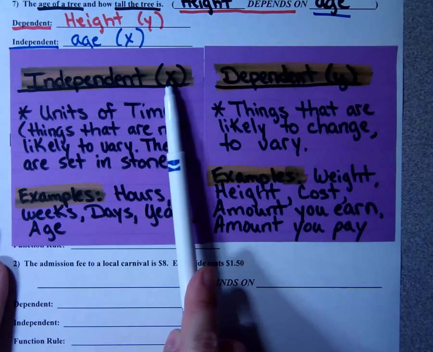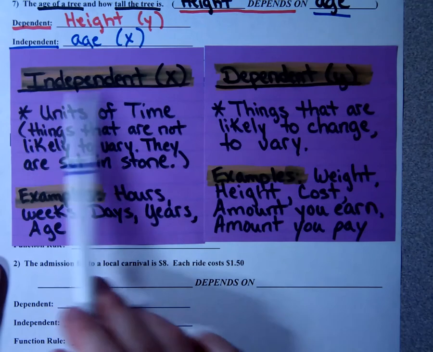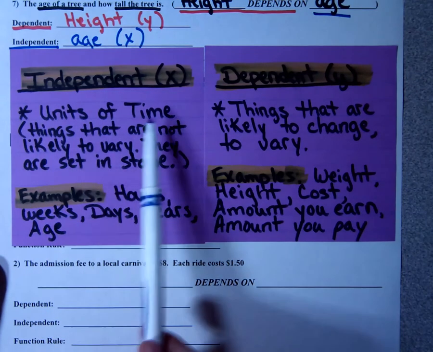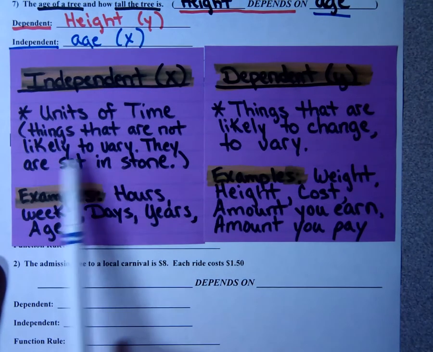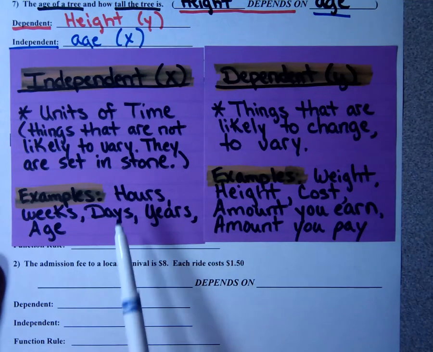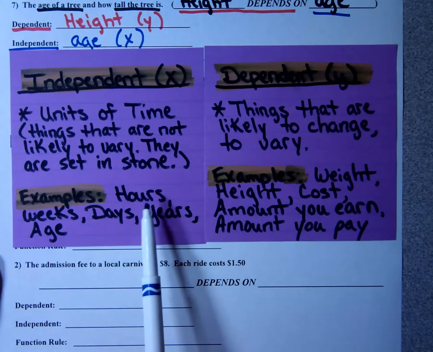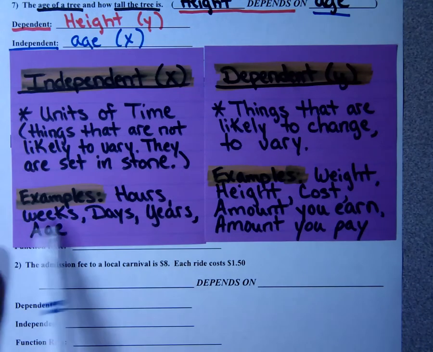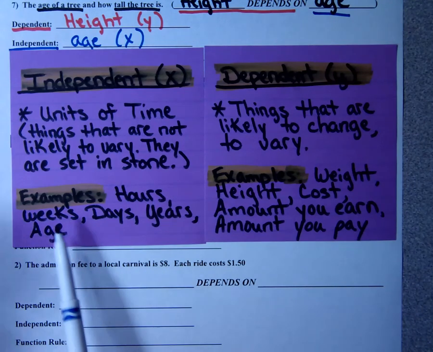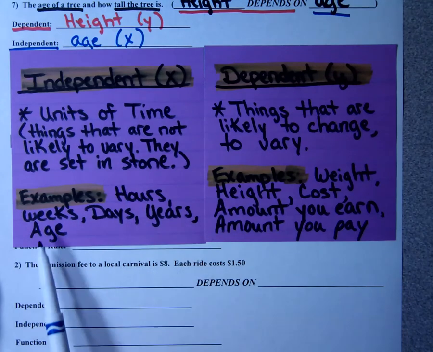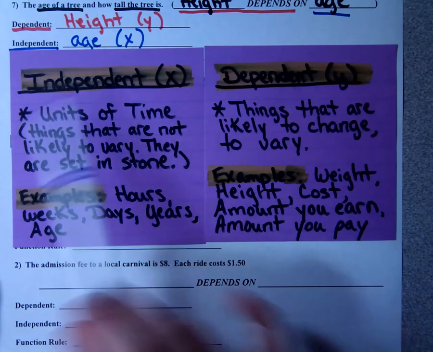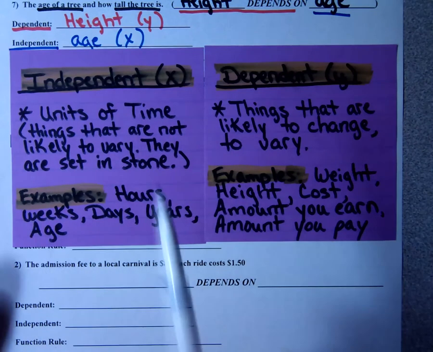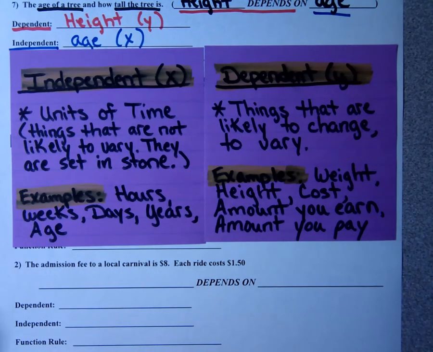Your independent variable is your x. Typically, things that are independent are like units of time, things that are not likely to vary. They're set in stone. Example, hours. Hours keep going by. First you have an hour, then 2 hours, and 3 hours. Weeks keep going by. First you're in the first week, second week, third week, fourth week. Days, years, your age. These are things that are typically independent. Nothing messes with them much unless it's tragic.